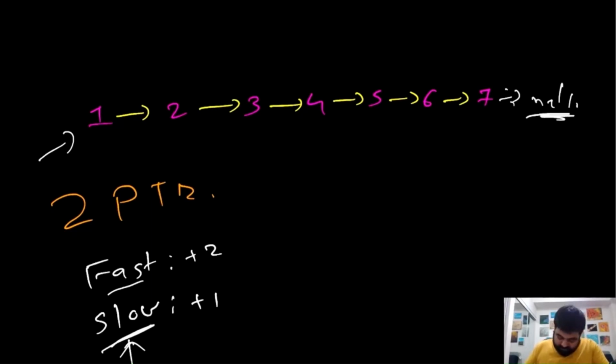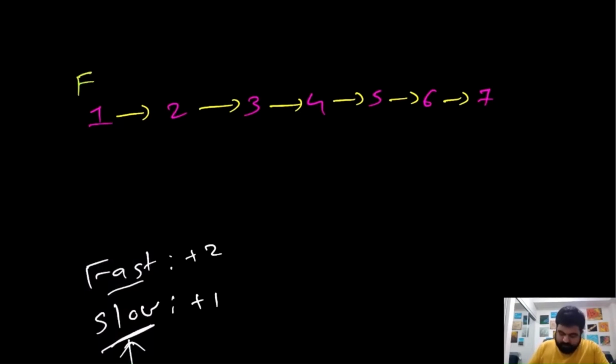So first of all, let's just create 2 parameters, fast and slow, over here. So this is a fast parameter at the top, and I'm also creating a slow parameter at the bottom.